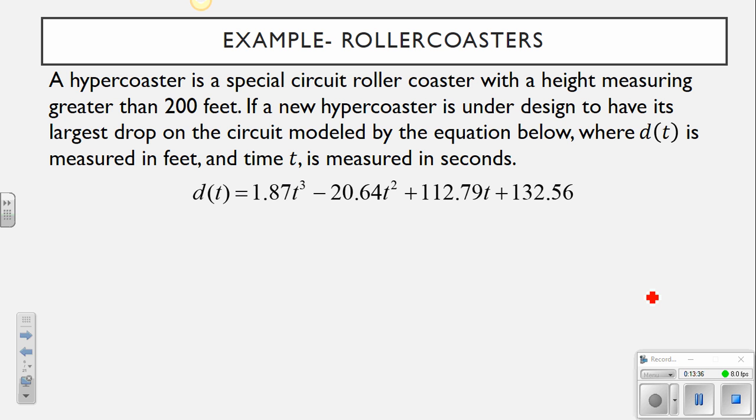It's all right. But anyways, let's think about a hyper roller coaster, correct? A hyper roller coaster is a special circuit roller coaster with a height measuring greater than 200 feet. So if you have a new roller coaster which is under design, it has to have the large drop on the circuit modeled by this equation, which is d of t. D of t is going to be measured in feet, and time, t, is measured in seconds. Okay, so you have some function. All right, you're relating time to distance.